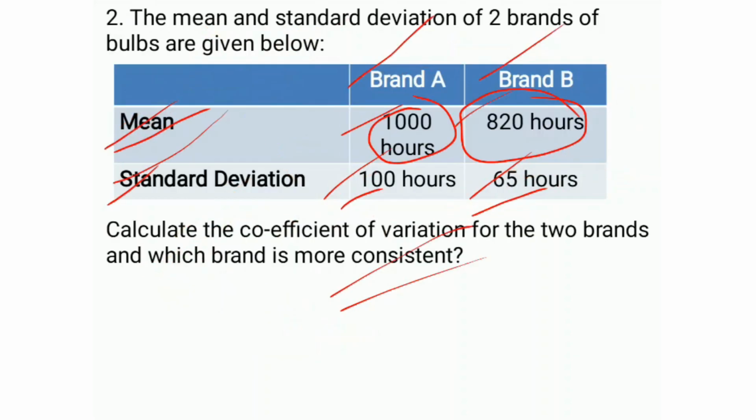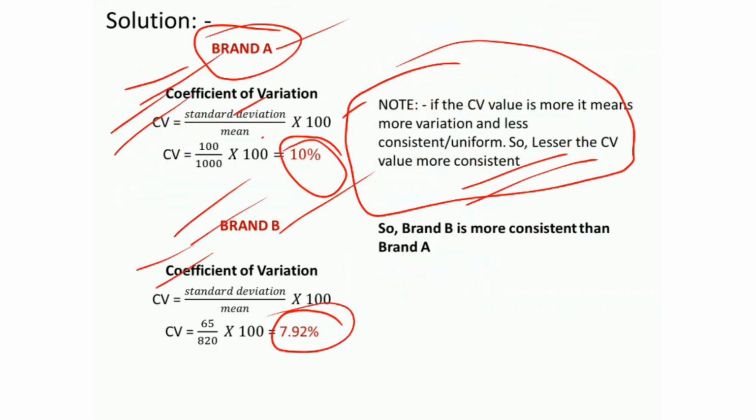In the question, which brand is more consistent, brand A or brand B, is asked. From this calculation, it is very clear brand B has less variation. That is why brand B is more consistent than brand A. It's clear, I hope you understood this. So let us go to the third question.